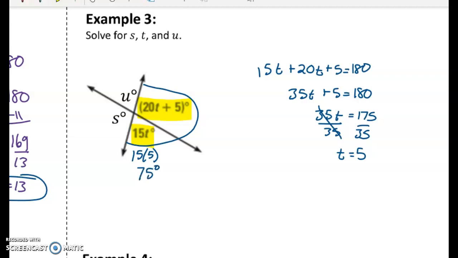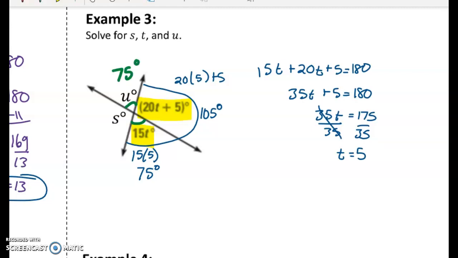That's for this angle right here. Now over here, 20t, I'm sorry, if t is 5, I can substitute 5 in. So 20 times 5 plus 5 means this angle is 105 degrees. All right, so if I know those two angles, how big is u? Okay, so u and the angle that's 75 degrees are vertical, so u will be 75 degrees.